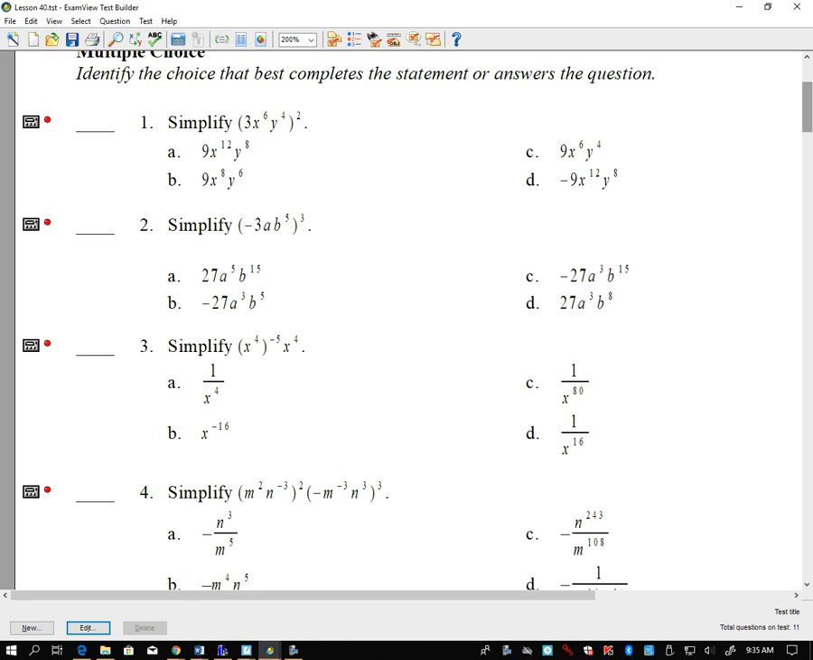So the first thing I do, I've got (3x to the 6th, y to the 4th) squared. So what happens to the 3? What does it become? Okay, what's 3 squared? 9. Okay, Abby, I just want to make sure that you're with me. What's going to happen to the x? Is that going to be to the 8th or to the 12th? Yeah, the x.